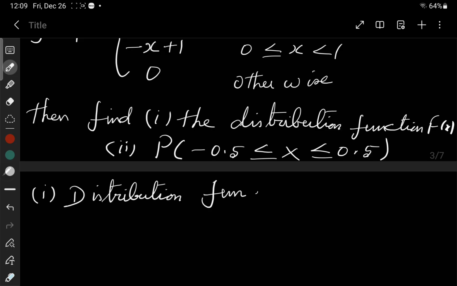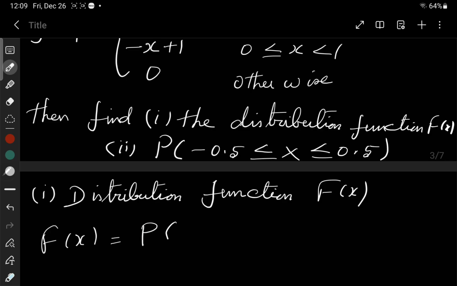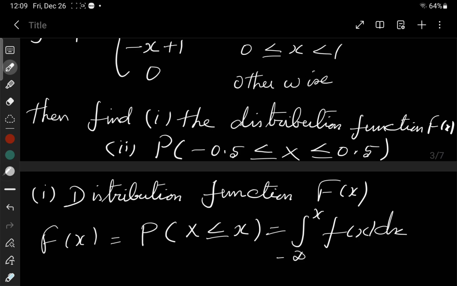Distribution function F of x, so that we derive from the density function. The definition of this capital F of x is the probability function P of x less than or equal to x, that is equal to the integral from minus infinity to x of f of x dx. This distribution function depends upon how we define the density function.